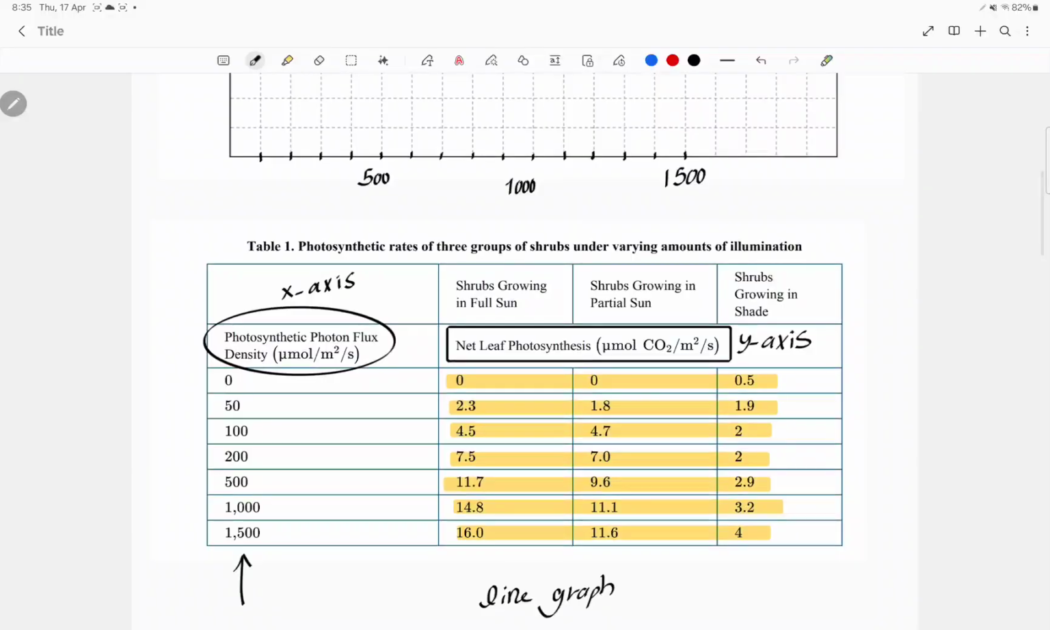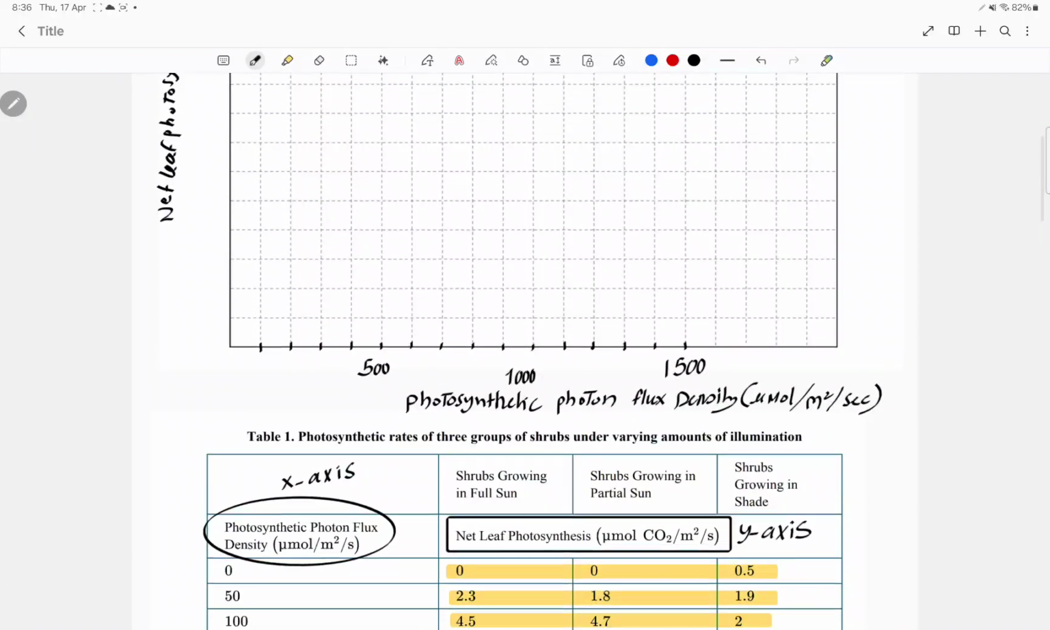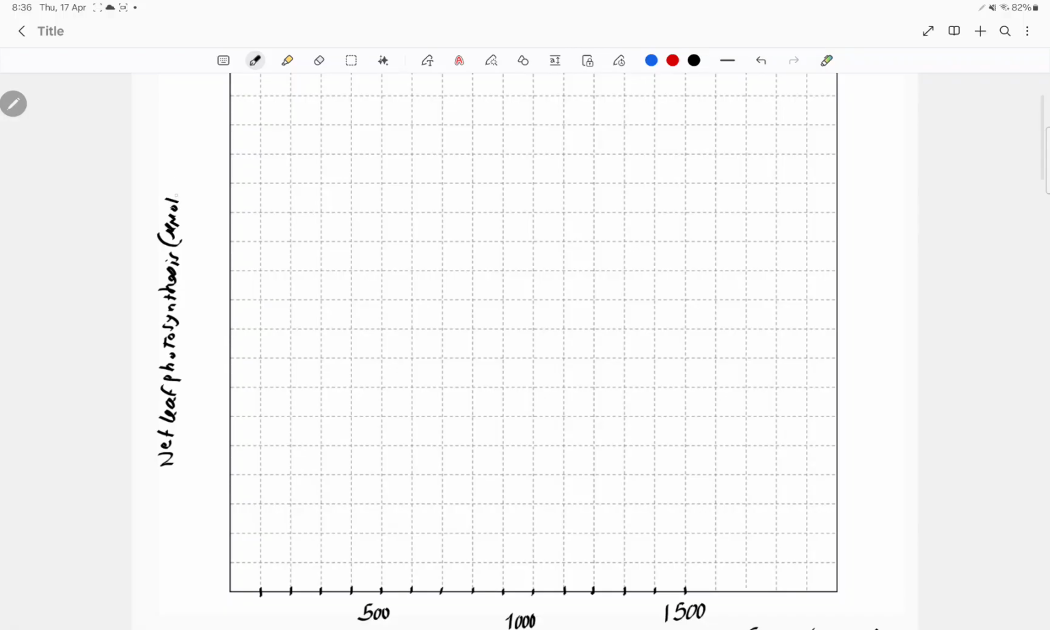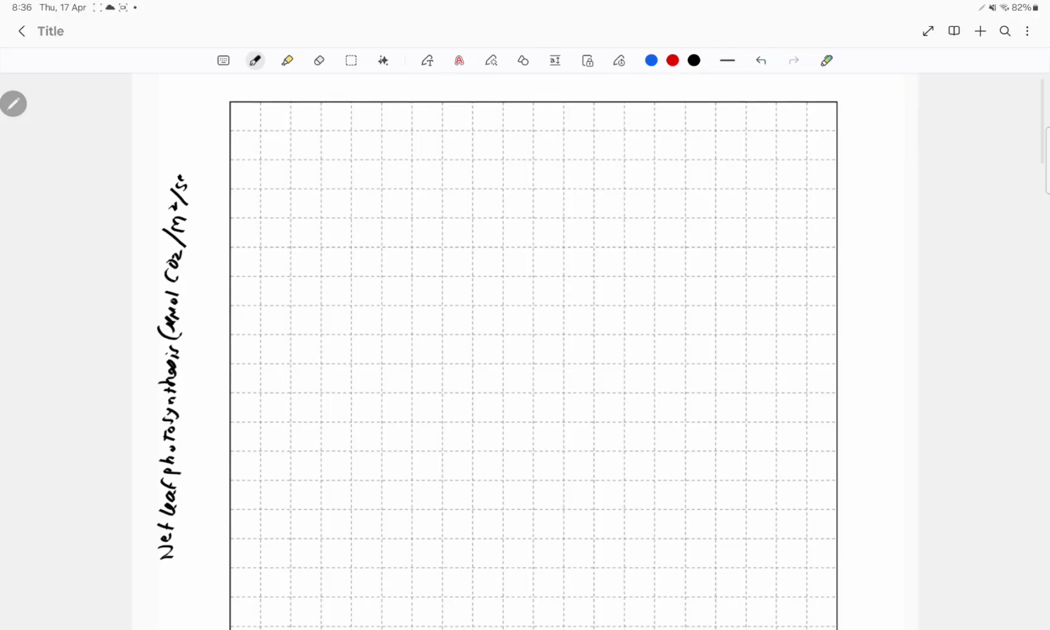Of course, you must label your x-axis with photosynthetic photon flux density with the unit. And for the y-axis, you must label it as net leaf photosynthesis. Net leaf photosynthesis. Of course, with the unit, which is mu mol CO2 per meter squared per second.